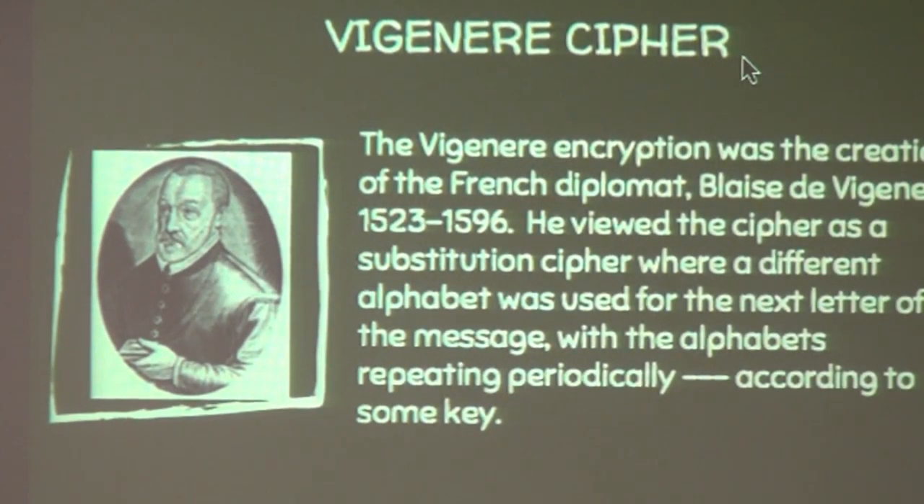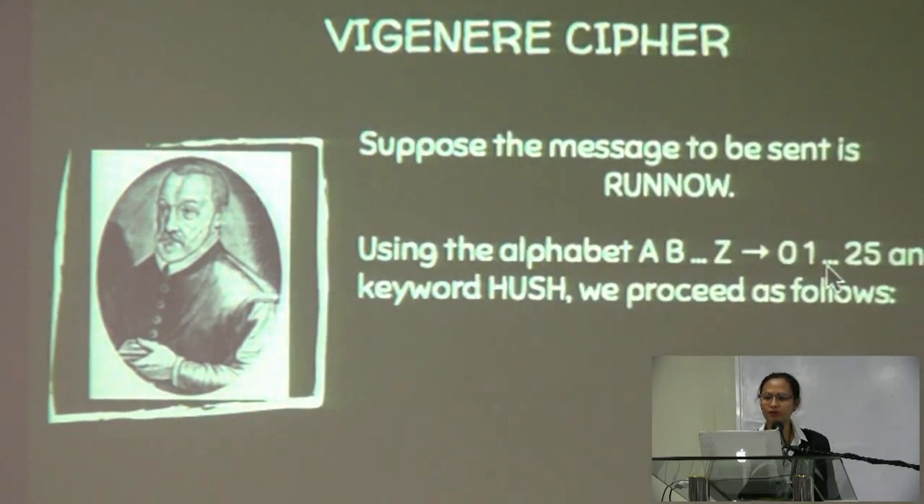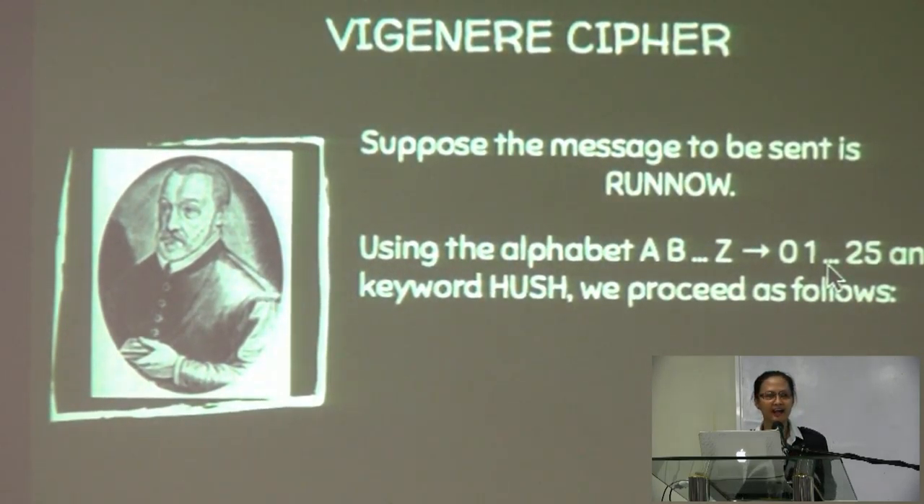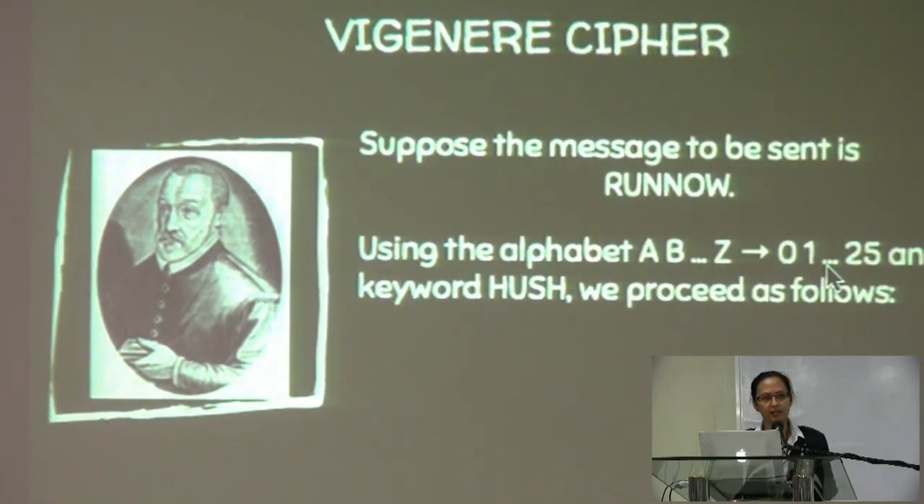Then we introduce or use another cipher called the Vigenere cipher, which is what we usually describe as a polyalphabetic type of cipher, as against the monoalphabetic cipher. So I give here a short background on Blaise, the visionary, who created this kind of simple crypto system. And of course, for the students to be able to understand the system, let us give an example. Suppose the message to be sent is run now. Since this type of cipher makes use of numbers, we can replace A with 0, B with 1, C with 2, etc., until the last letter becomes 25. And then we have to use what we call a keyword. We choose the keyword hush, H-U-S-H, which must also be converted.